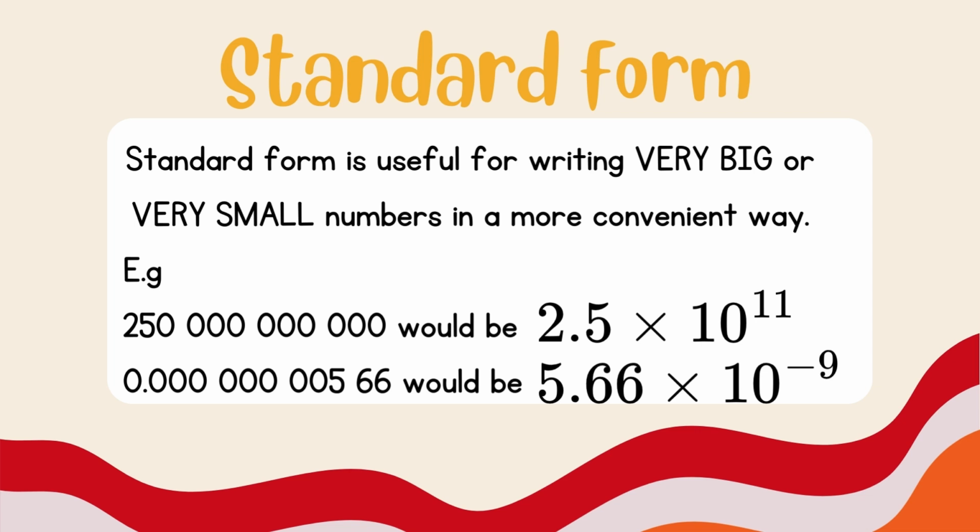For the second example, here we can clearly see where the decimal point is. In this case, we are moving the decimal point to after the first digit, which is 5. When we move the decimal point to after 5, it will give us 5.66. So let us count. How many times are we moving it? 9. So we will have 5.66 times 10 raised to the power minus 9. It's minus 9 because the number is a small number. It's a number that is less than 1.